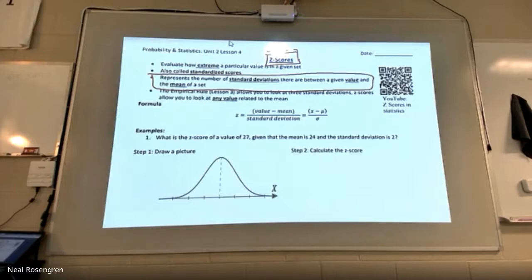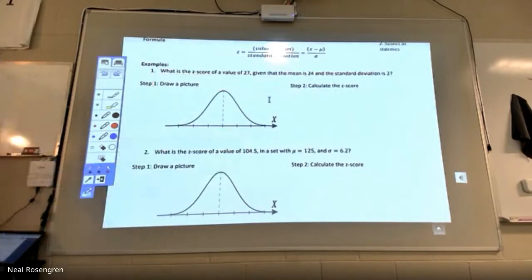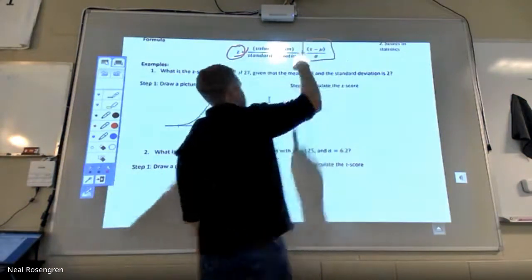And knowing how far away you are from the mean tells me where I'm going to fall potentially within this whole range, okay? And so that's what we did yesterday, we looked at this, and there's a super simple formula, and it's this one right here. Your z-score is just that.